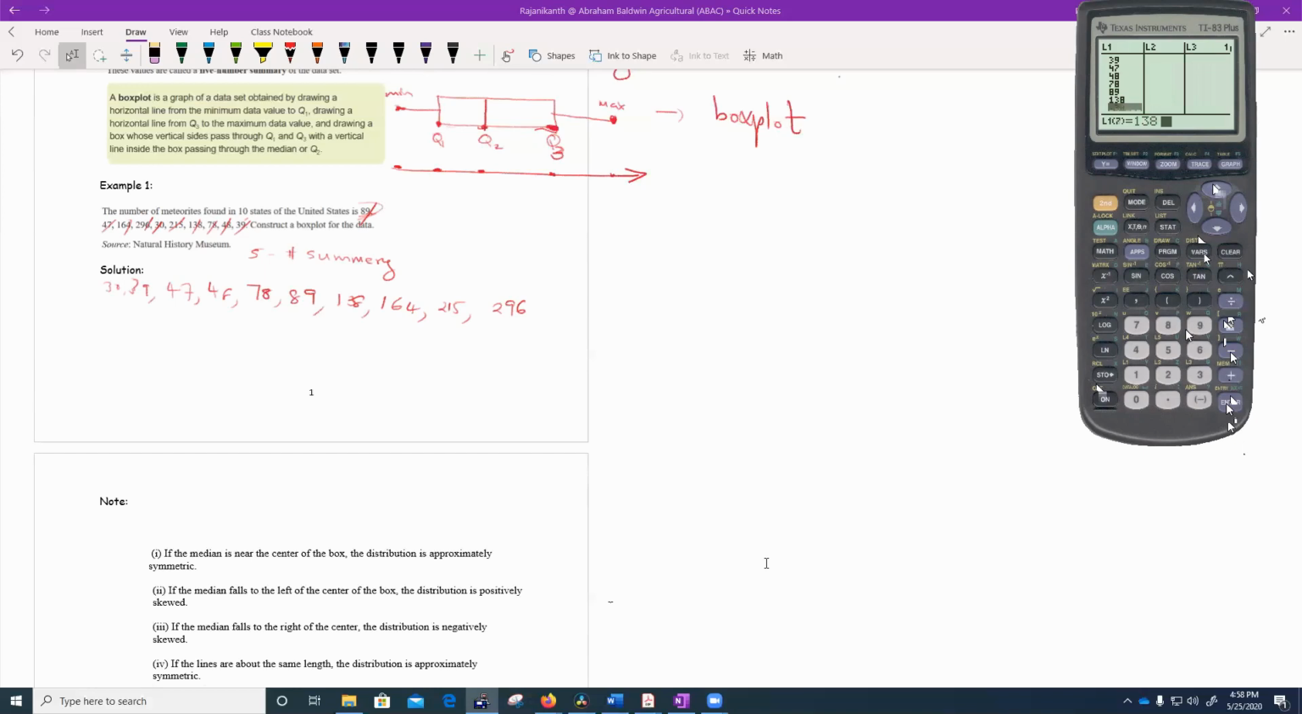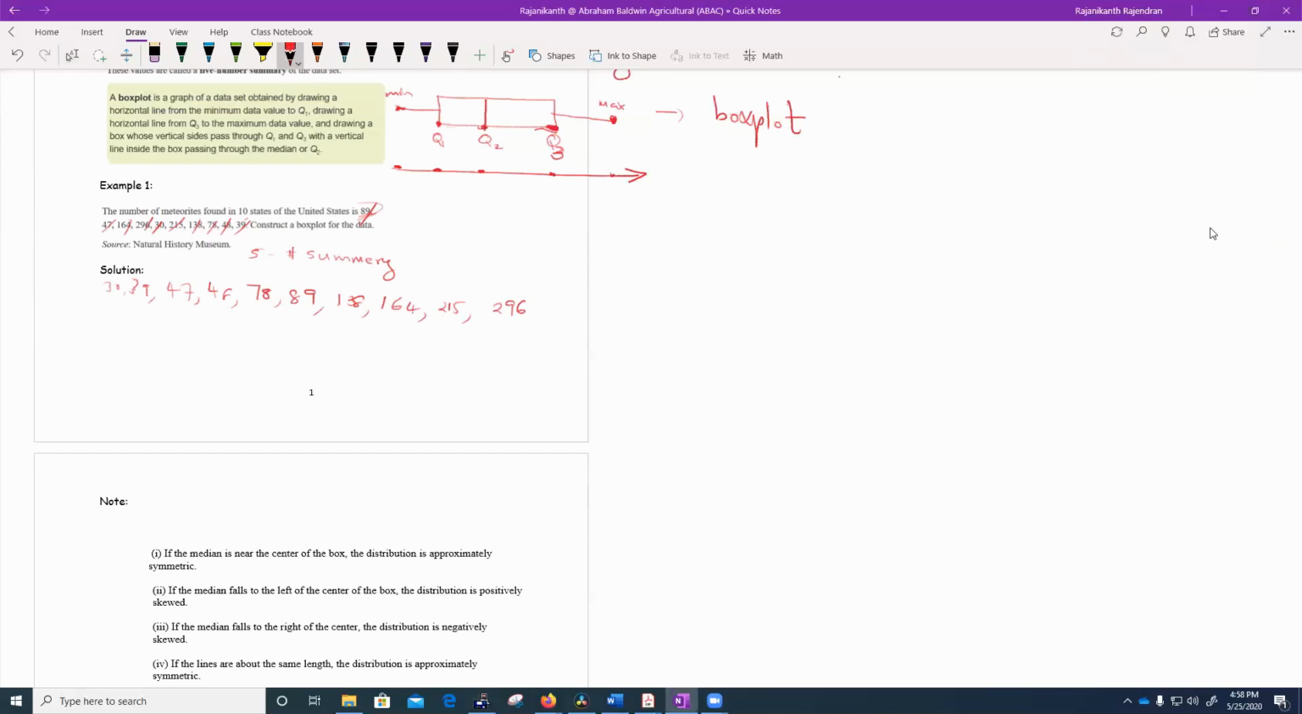138, 164, 215, and 296. Okay, so I have entered all 10 data values. Right, so I'm finding the summary of this data set. Go to stats, calc, one var, just enter. Okay, so you got a bunch of things here. I need now the minimum. Yes, I got the minimum 13. So I'm writing down that the minimum is 13.